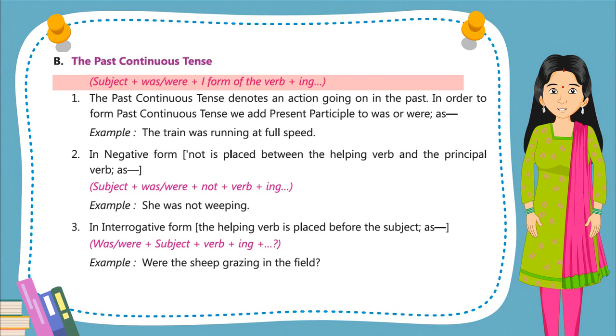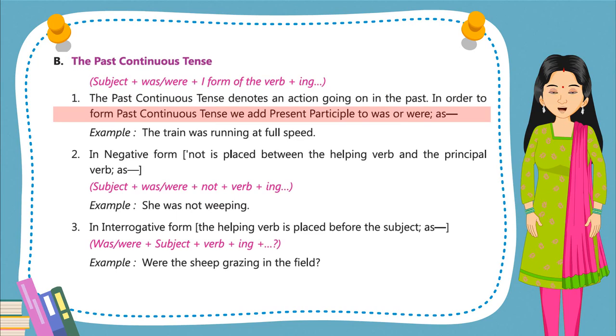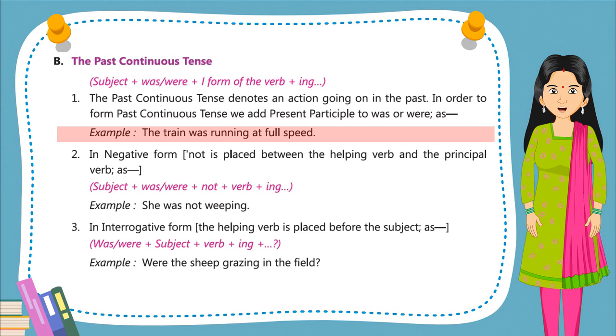B. The past continuous tense. Subject plus was or were plus first form of the verb plus ing. 1. The past continuous tense denotes an action going on in the past. In order to form past continuous tense, we add present participle to was or were. As example, the train was running at full speed.